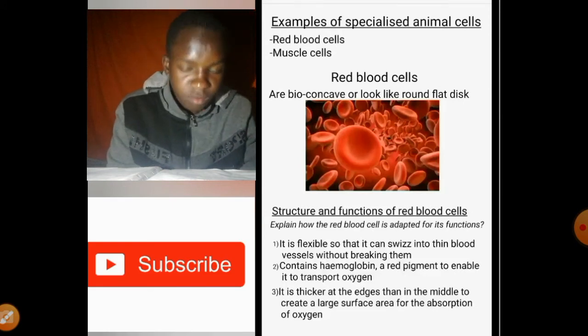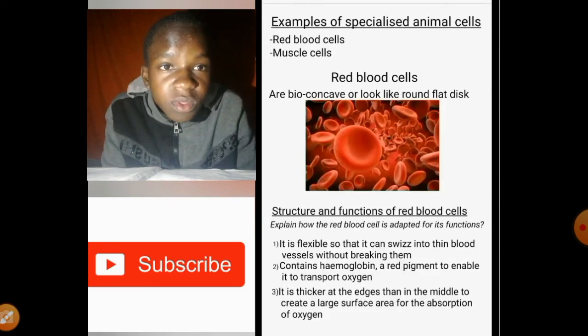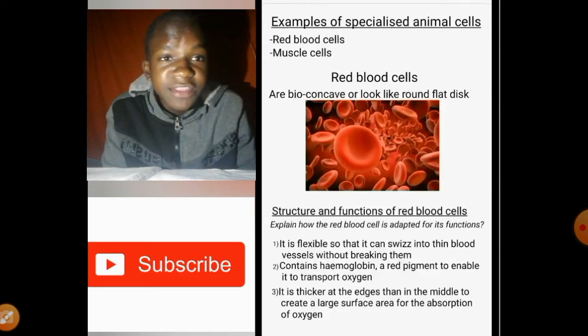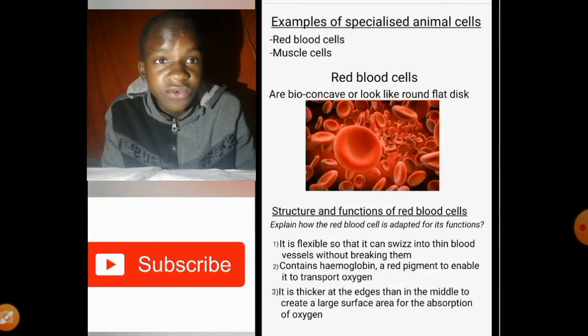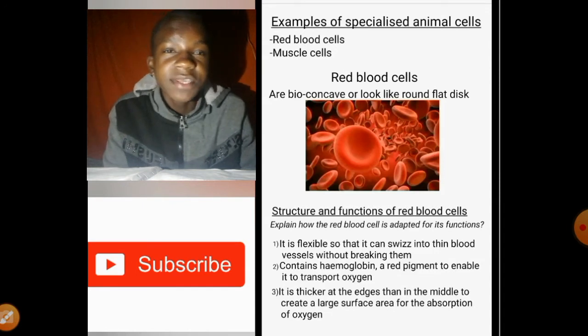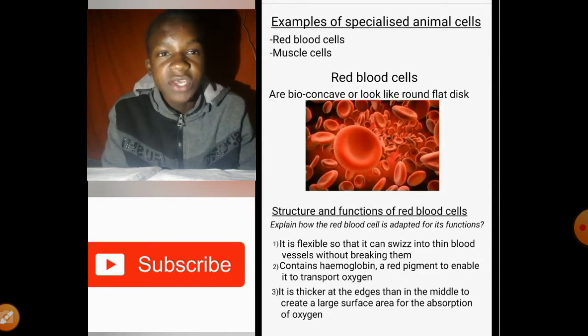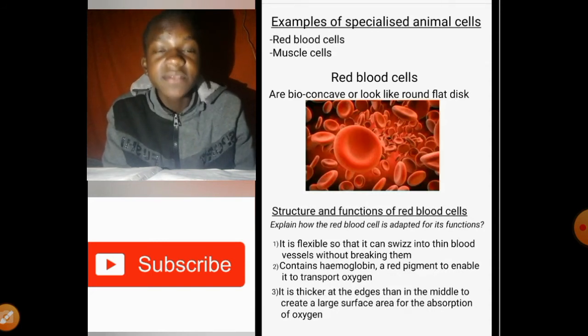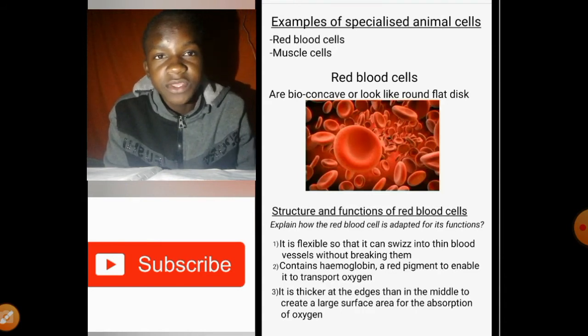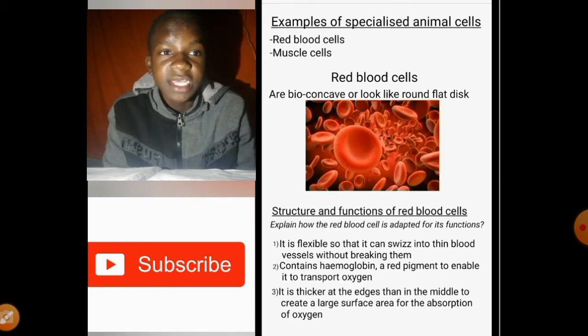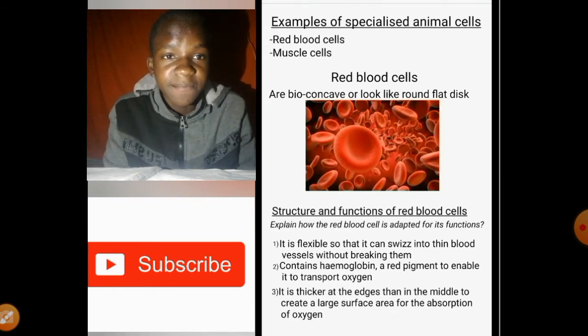We want to explain the structure and the function of a red blood cell. They usually ask you to explain how the red blood cell is adapted for its function. We have three adaptations. The first one: it is flexible so that it can squeeze into thin blood vessels without breaking them.